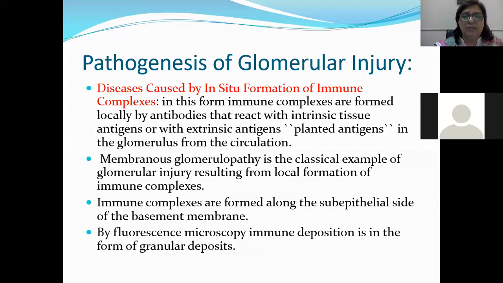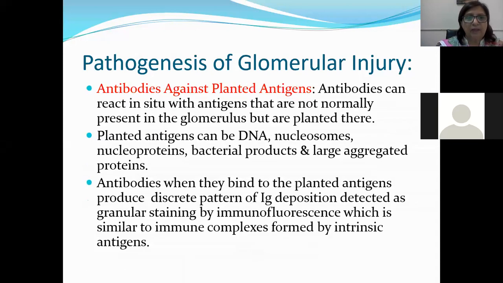Membranous glomerulopathy is the classical example of glomerular injury resulting from local formation of immune complexes. Immune complexes are formed along the subepithelial side of the basement membrane. By fluorescence microscopy, immune deposition is in the form of granular deposit. So in the case of in situ formation of immune complexes, the immune complexes will appear granular on immunofluorescence microscopy.